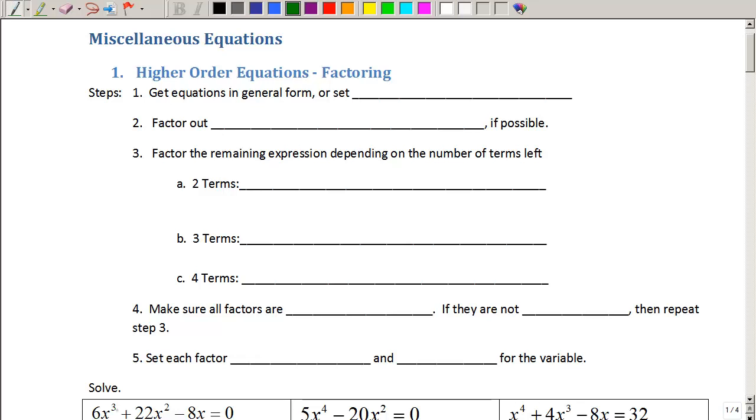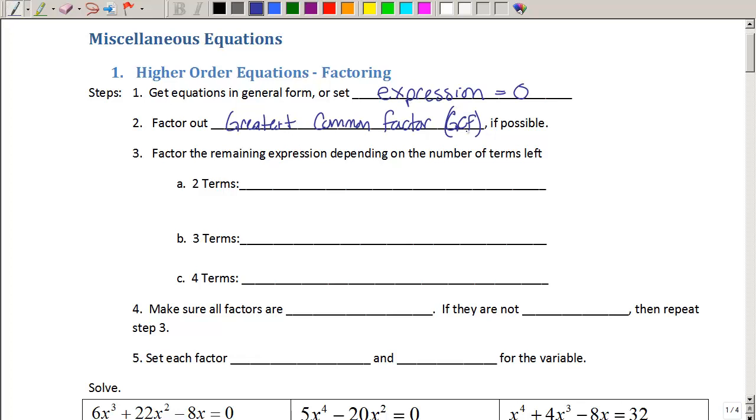Let's look at our steps. Step 1 says get our equations in general form, or in other words, set the expression equal to 0. Step 2, I'd like you to factor out the greatest common factor, or sometimes we call it GCF, if possible.